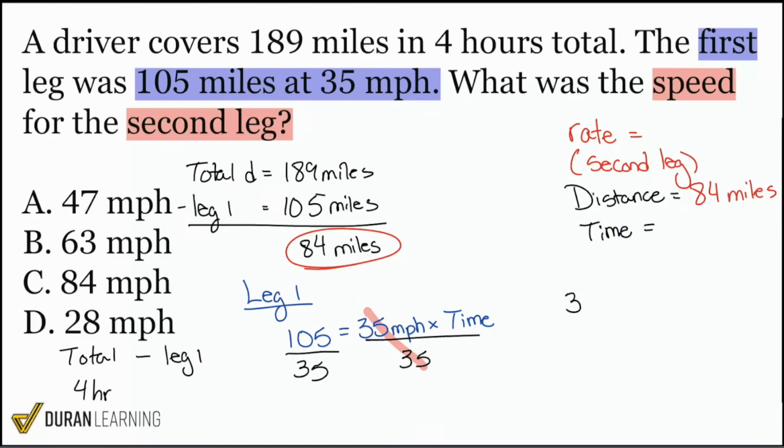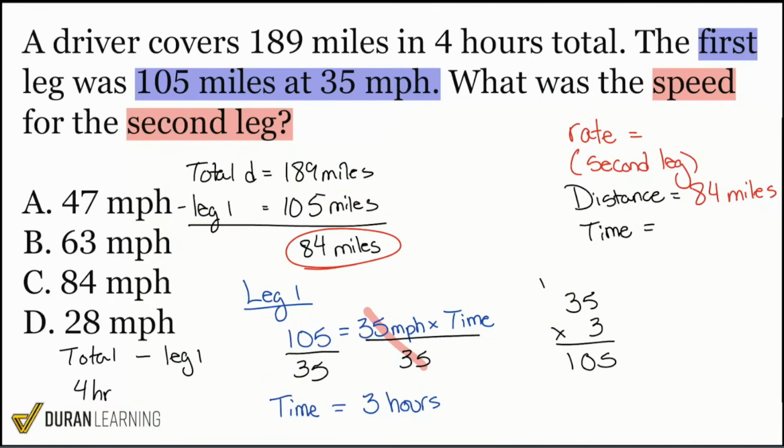I can show you right over here, 35 times 3. 5 times 3 is 15, carry the 1. 3 times 3 is 9, and carry the 1 is 10. So yeah, absolutely, it checks out. So we will get the time for leg 1 being 3 hours.